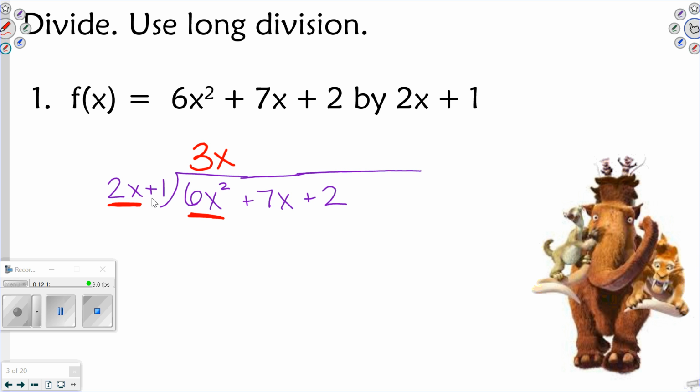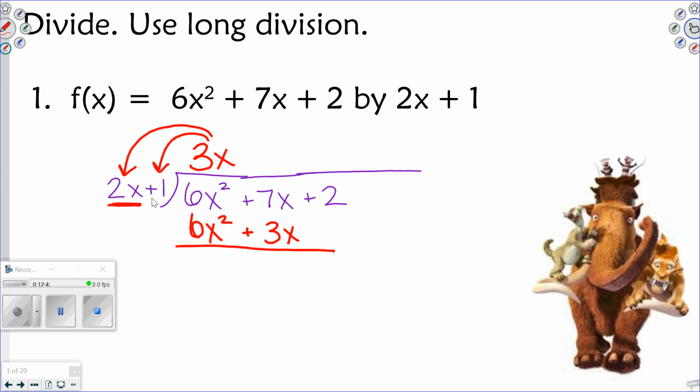We multiplied. Now, this is where I can get this plus 1 part back into the game. I have to distribute this to both parts. So 3x times 2x is 6x squared, and then 3x times 1 is a positive 3x. Okay, you guys with me so far? If you're going to mess up anywhere, it is right here.